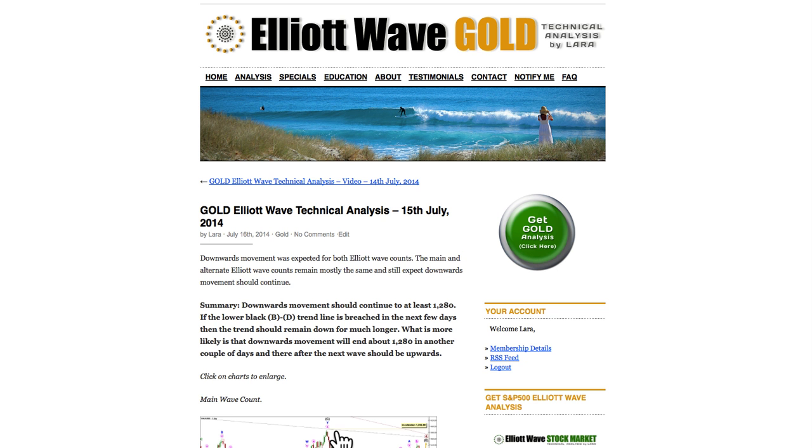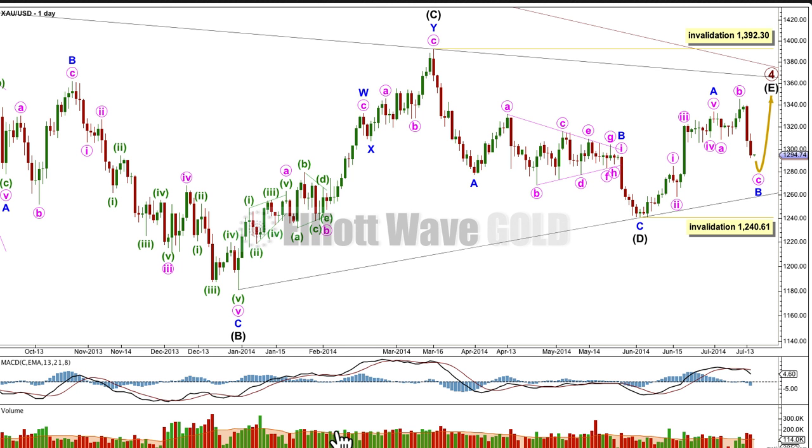Let's have a look at the main wave count at the daily chart level. This wave count expects that the huge triangle for primary wave 4 is incomplete. Here's a zigzag for B, a double zigzag for C, a single zigzag for D, and we need to see a complete single zigzag for intermediate wave E. That subdivides 5, 3, 5.